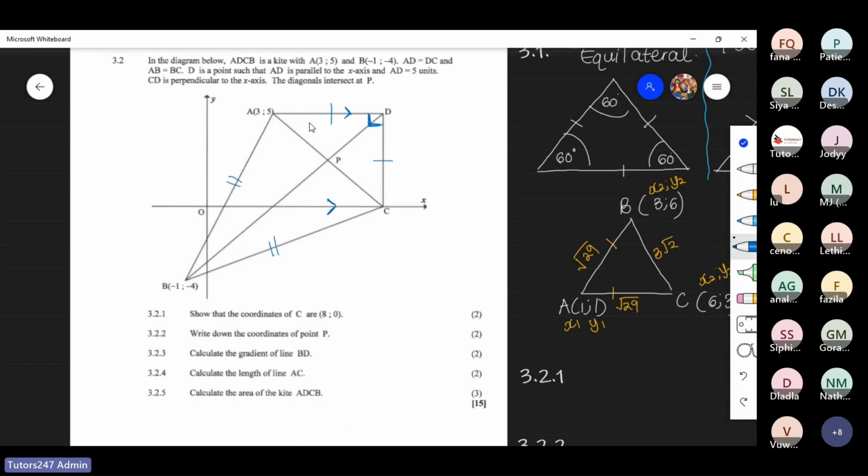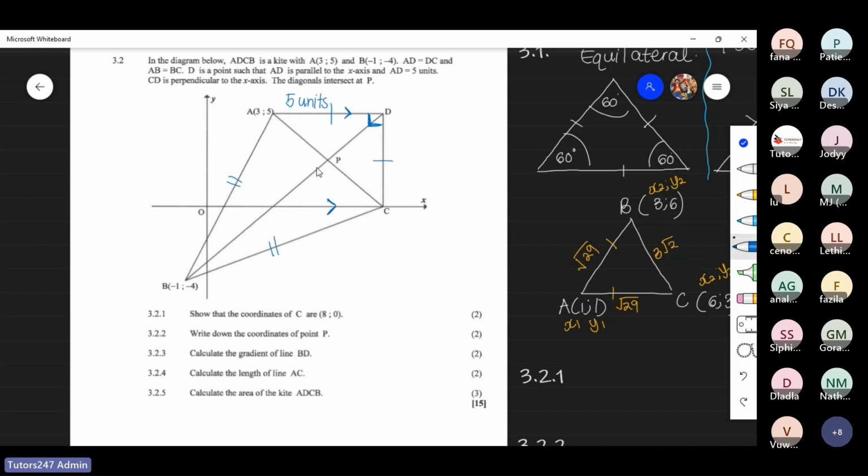So it states D is a point such that AD is parallel to the x-axis and AD is 5 units. CD is perpendicular to the x-axis. Okay, so because they've stated CD is perpendicular to the x-axis and AD is parallel to the x-axis, that therefore means that AD is perpendicular to DC. So it is in fact 90 degrees. We were then also told that this is 5 units.